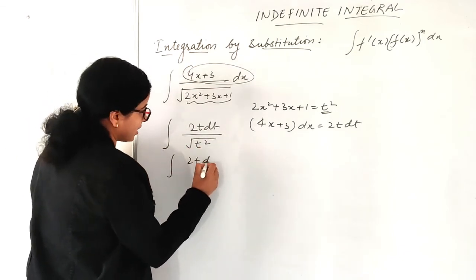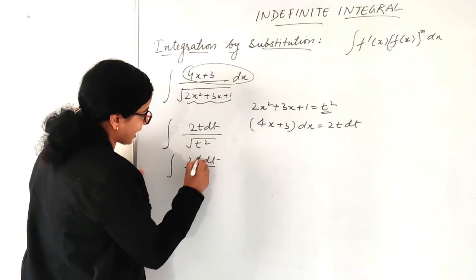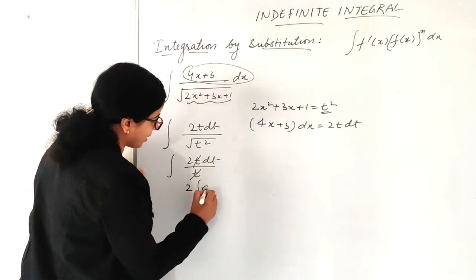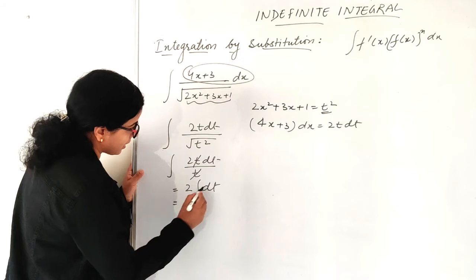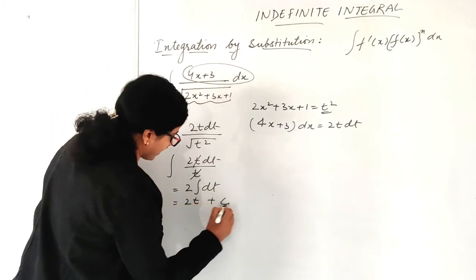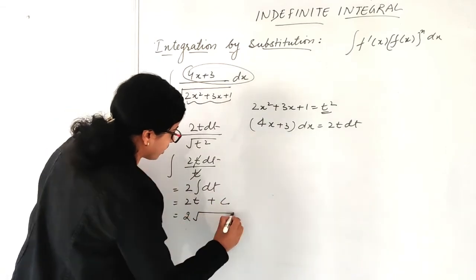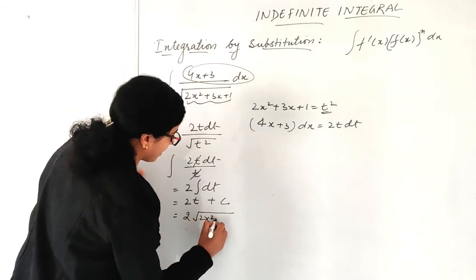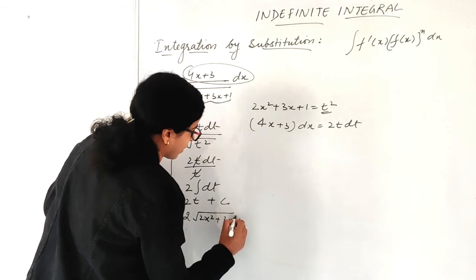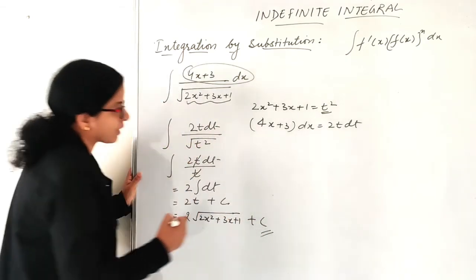So 2t dt upon t. We can cancel this part, take 2 outside, integration dt. Integration of dt will become t plus c. Substitute the value, this is the value of t square. So t will be root 2x square plus 3x plus 1 plus c. So this is the required answer.